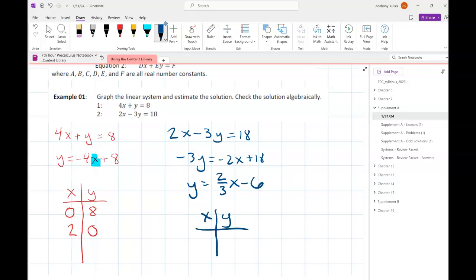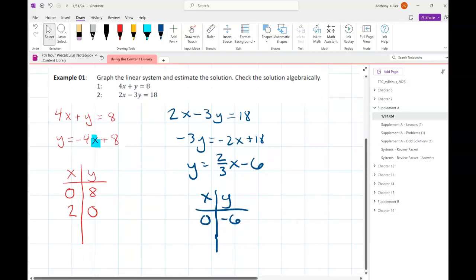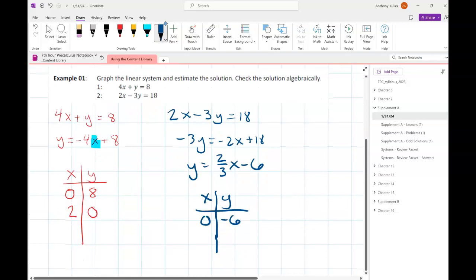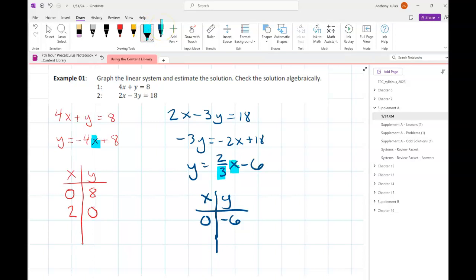And we'll do the same thing. What x's should we pick? 0 sounds good. What is y then? Negative 6. Great. What's another x to pick? Let's not pick 1 because we're going to end up with stinky fractions. I want my x to be a multiple of 3 so that when I multiply by 2/3, the denominator cancels out. 9 would be good, though it's just a lot of tick marks to make when it's time to graph. I'll just use 3. When I plug 3 in for x, what do I get?